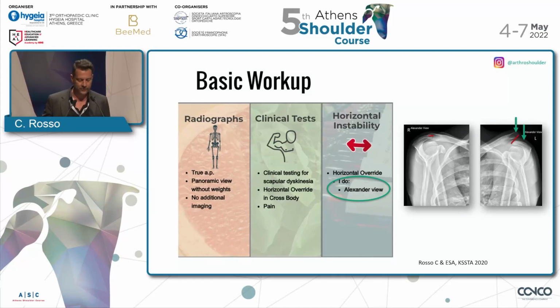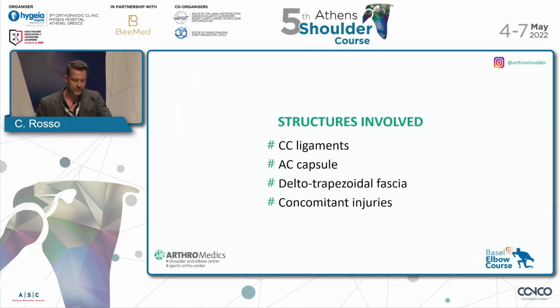And then radiographs, panoramic view, as Knut said, it's very good. Through AP, we don't need any additional imaging. However, I will go into this later. Clinical testing, scapular dyskinesia, I think Knut already made that point. And the horizontal override in crossbody is very important. It came up in the last few years since ISAKOS presented this. And I think this is really the key for success. And of course, pain.